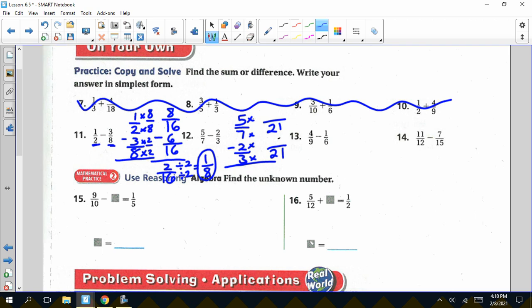I want you to press pause, finish this problem, and then press play again to reveal this answer for number 12. Do not move on to number 13 and 14 just yet.